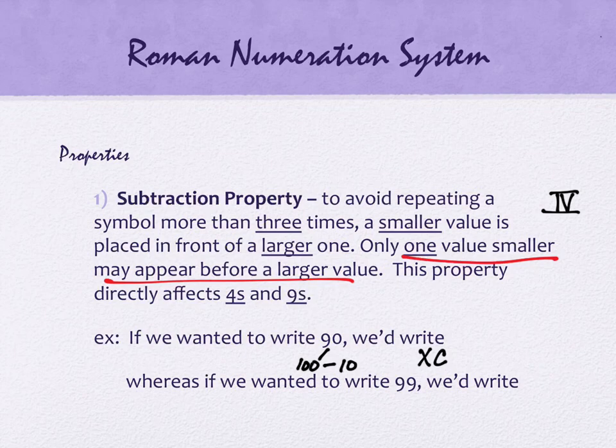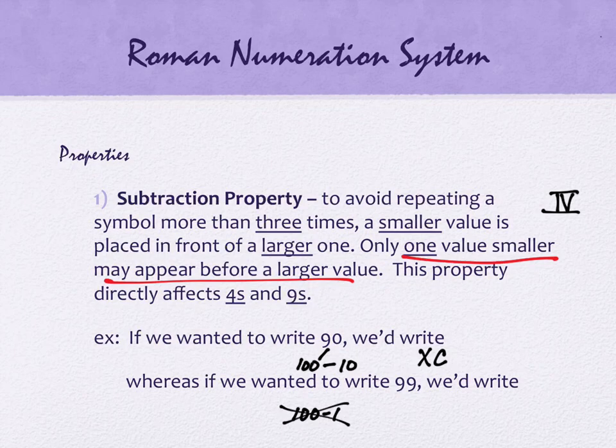Okay, but if you wanted to write 99, as much as we would love to just do 100 minus 1 and put I and then C, they didn't do it that way. I know, right? So here's the deal. You don't have to like what they did, but we still have to do it the way they did it. Are you with me? We would love to write IC, but they would not have written IC. So here's what they would have done instead.